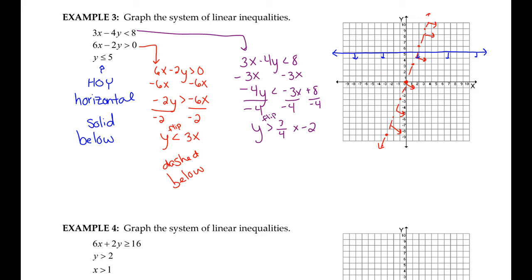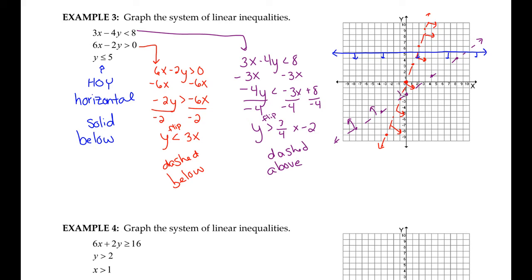Based on the sign, we know that this is a dashed line, and because it's greater than, we will be shading above the line. So if I start at negative 2, I had a slope of 3 over 4, so I'm going up 3, right 4, up 3, right 4. I could do a couple in the other direction. And I'm going to connect these points with a dashed line. And it was greater than, so I would have shaded above.